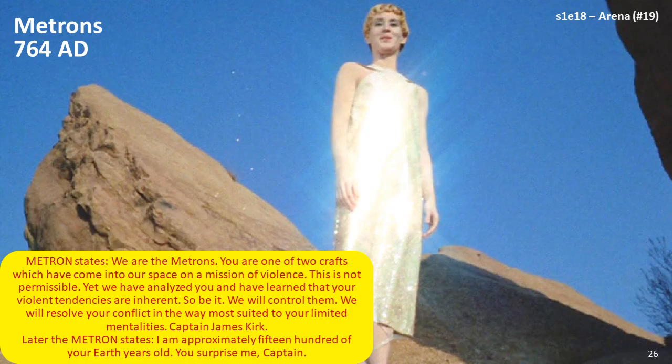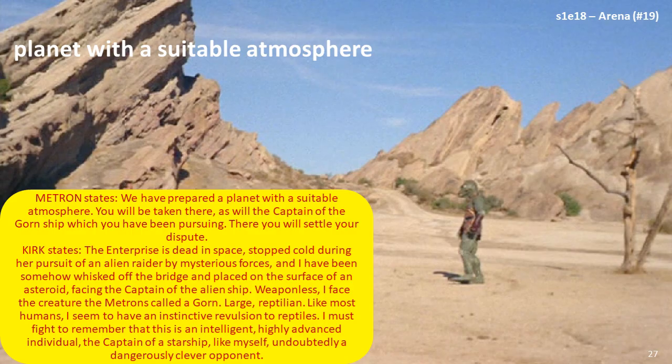The Gorn probably moved in a direction away from their home system to ensure the Federation would not find their home planet, so this may be in generally unknown space. The Metrons live at least 1,500 Earth years and probably only occupy one planet. In this case, the Metron which shows itself was born in 764 AD. The Metrons prepared a planet with suitable atmosphere, however we have no idea where this planet is.